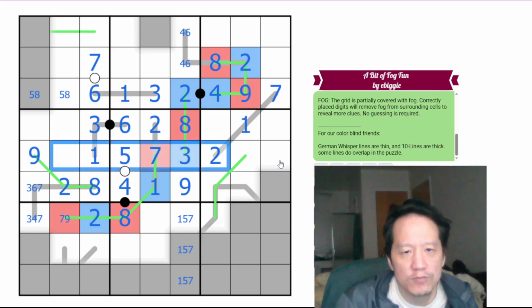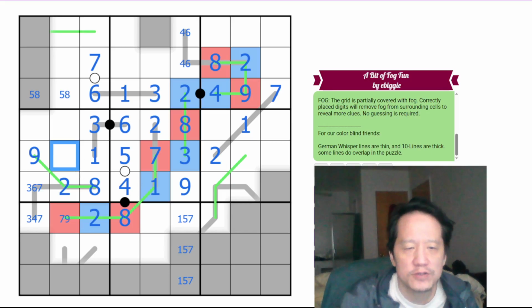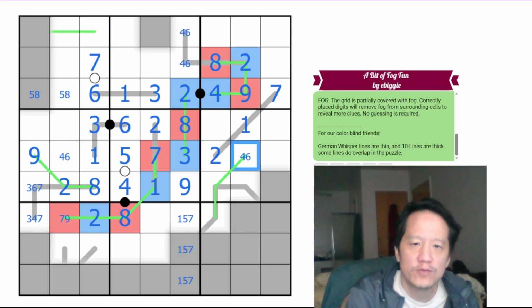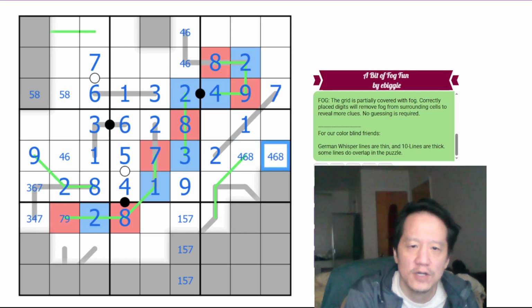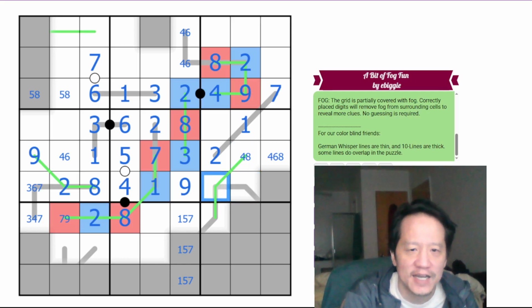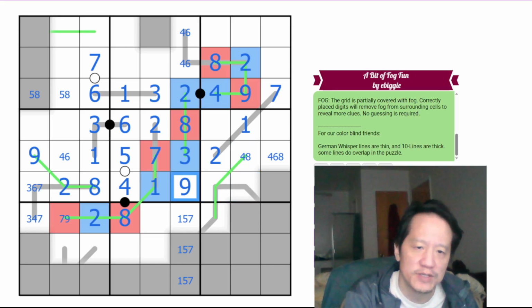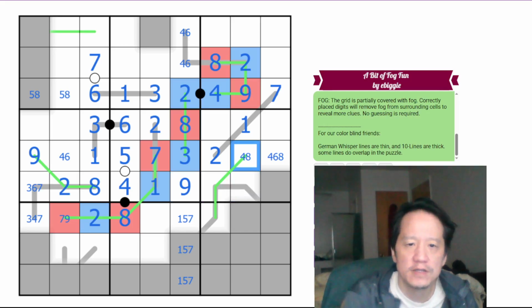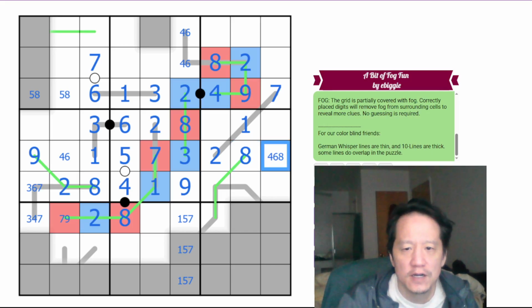Remaining digits in row 5 are 4, 6, and 8, but this can't be 8 here, so this is 4, 6, and we have 4, 6, 8 here, 4, 6, 8 here. Well, 6 can only be next to 1 on a German whisper line, so this can't be 6. If this is 4, this 4 can only be next to 9 on a German whisper line. But this can't be 9 because of the 9 here. So this must be 8 then. This is 8. This can't be 8.